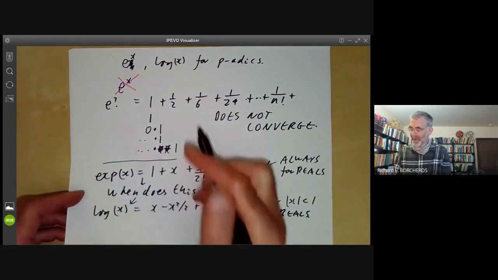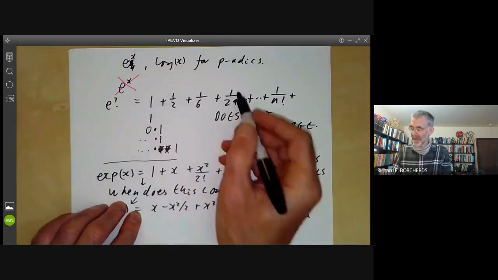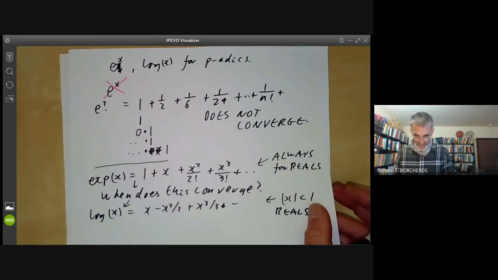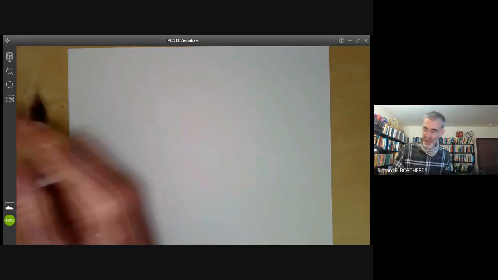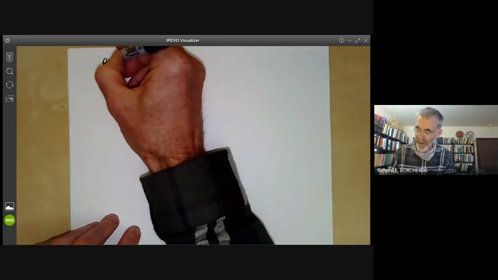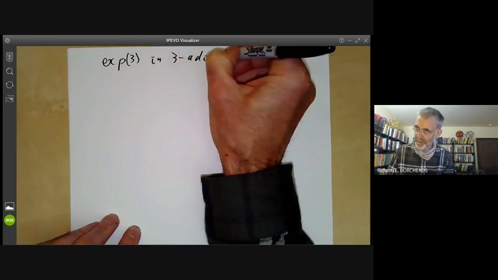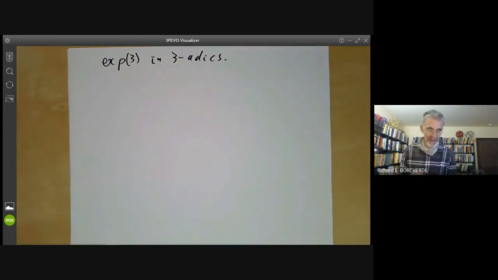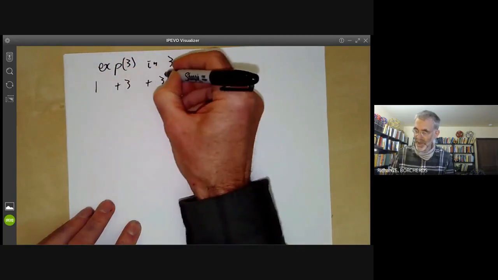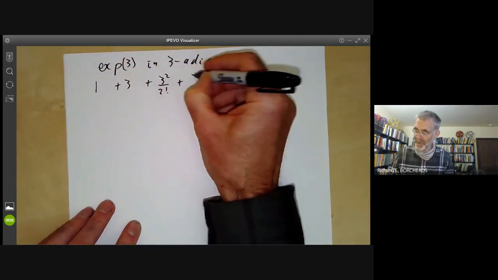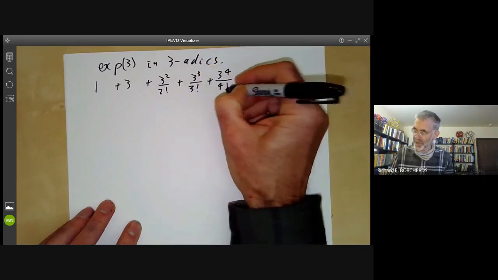So the problem is that these coefficients here are small for the reals, but quite big for the p-adics. Well, let's see if they sometimes converge. So let's try and work out exp of 3 in the 3-adics and see whether it converges. Well, we have 1 plus 3 squared over 2 factorial plus 3 cubed over 3 factorial plus 3 to the 4 over 4 factorial and so on.